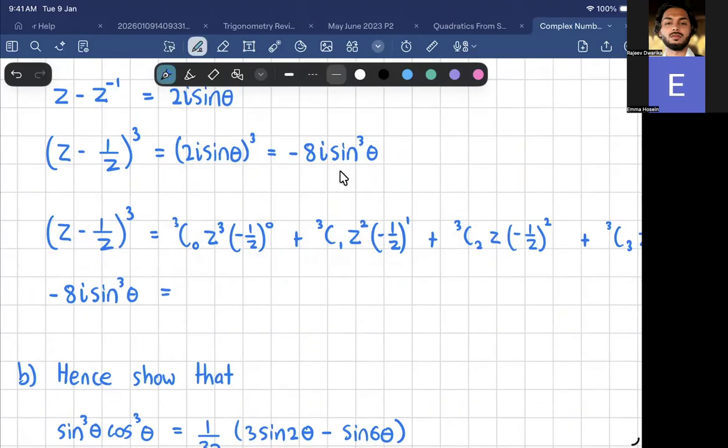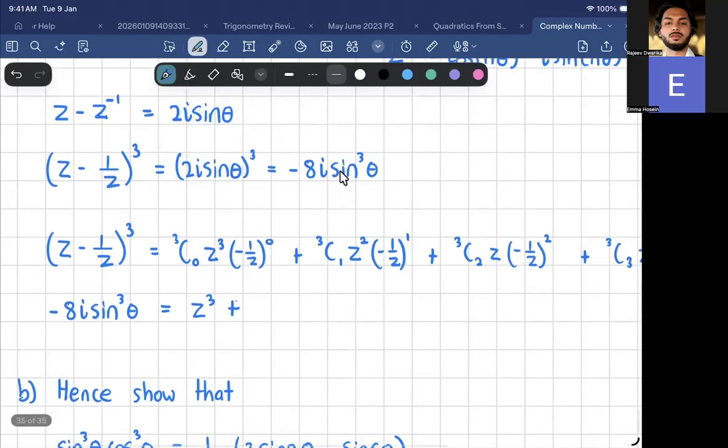So 3C0 is 1, and minus 1 over z to the power 0 is 1. So really, that's just z cubed, because 1 by z cubed by 1 is just z cubed. And 3 choose 1 is just 3. So you're going to end up with negative 3 over z multiplied by z squared. You got that?